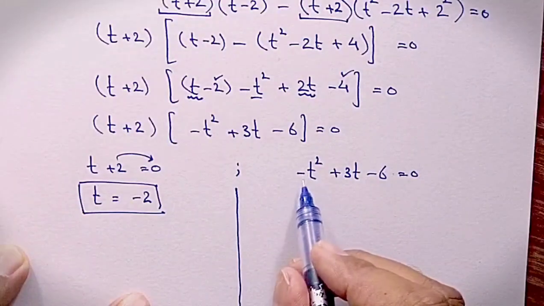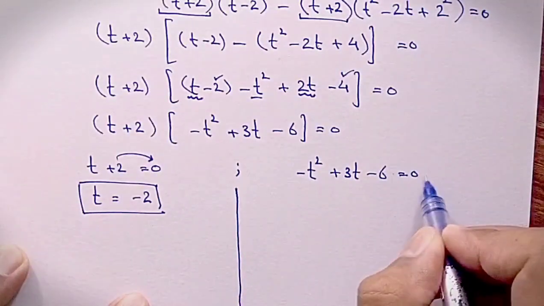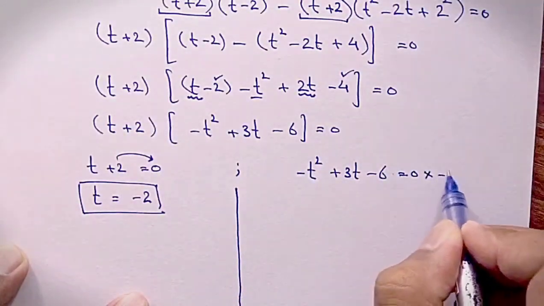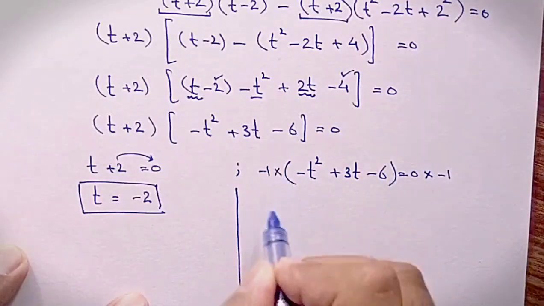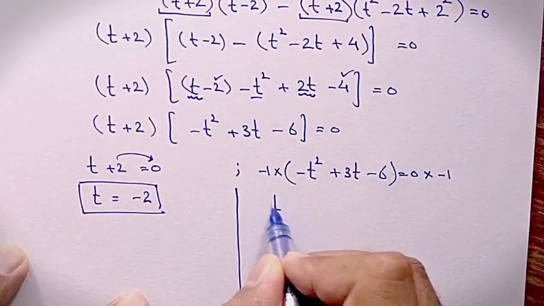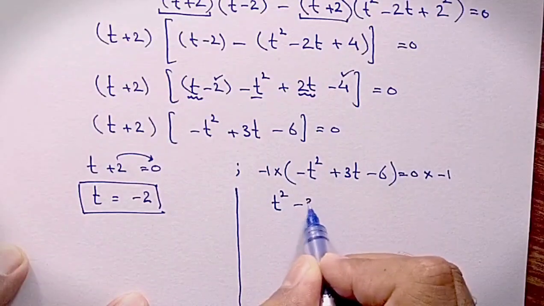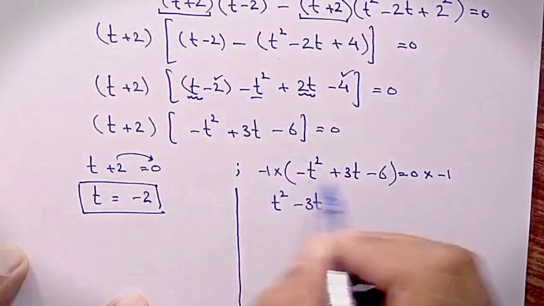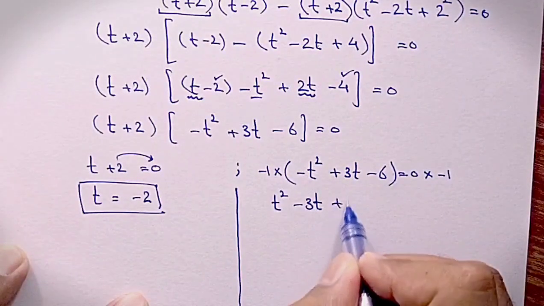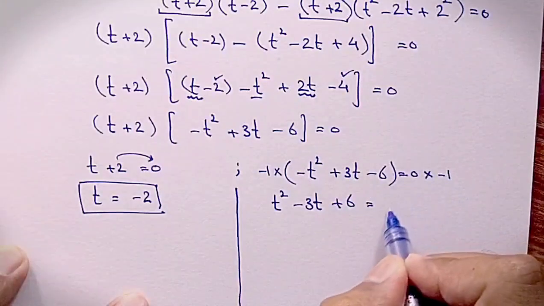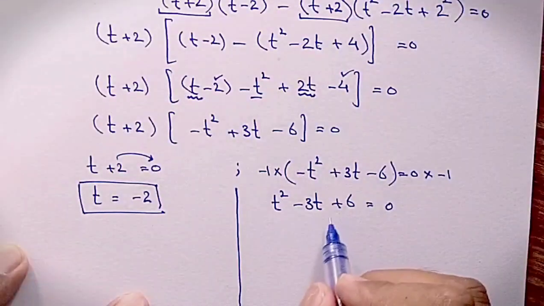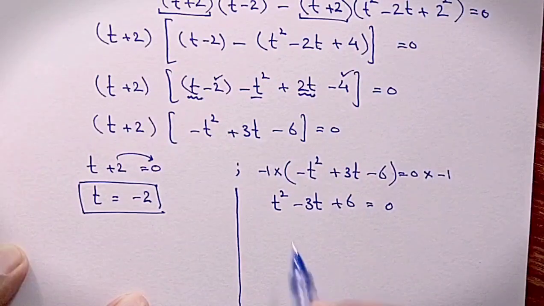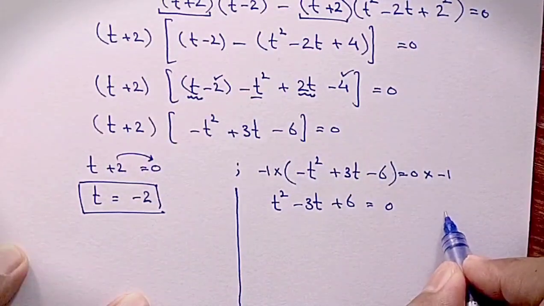Here we have to make this positive, so we will multiply the whole equation by -1. So negative t squared times -1 will be positive t squared. Then 3t times -1 is negative 3t. -6 times -1 is plus 6, equals 0 times -1 equals 0. Then in the next step, we'll solve this quadratic equation by using the quadratic formula.